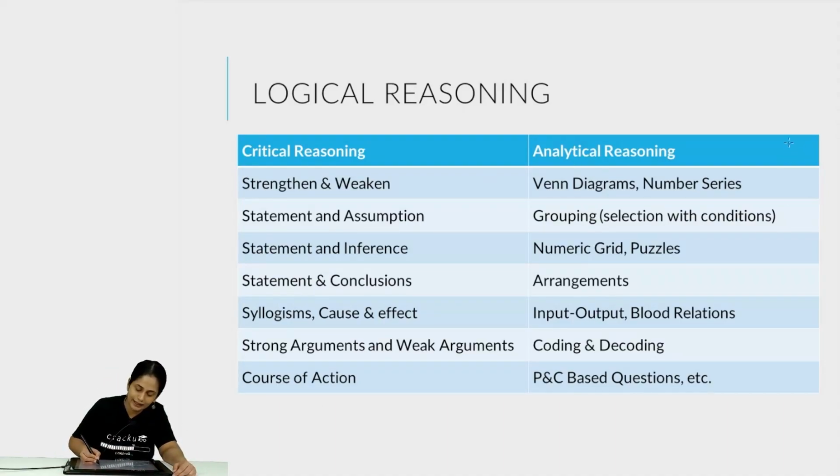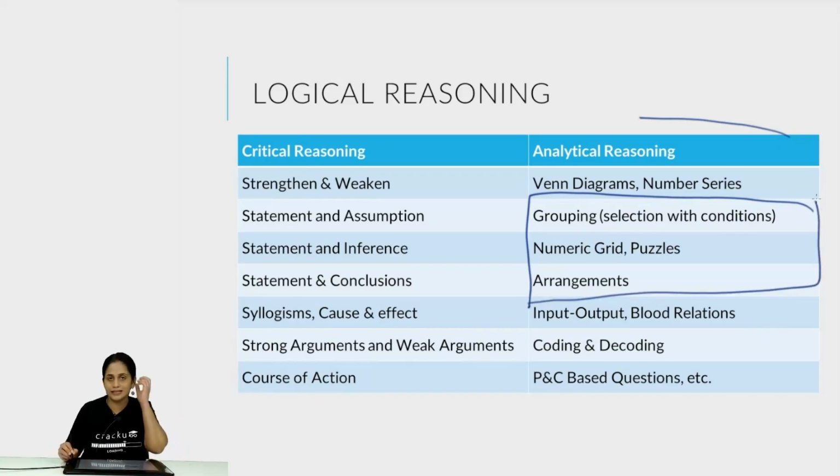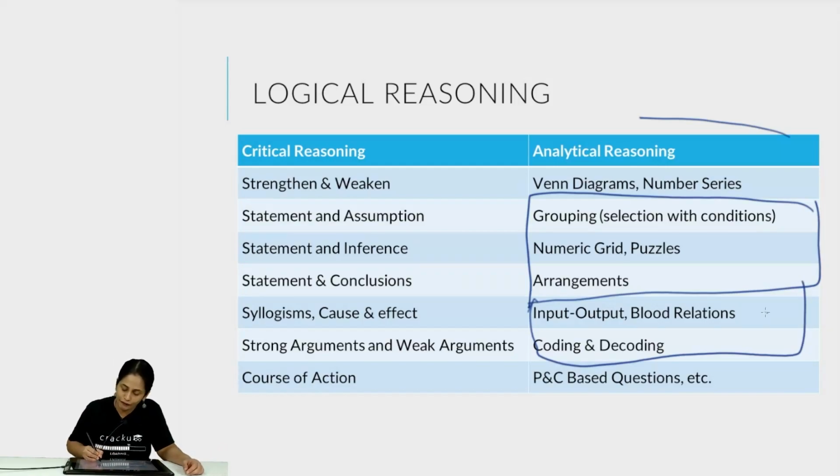From the analytical reasonings, you will be comfortable with grouping, that is selection with conditions, numerical grid, puzzles, arrangements. These are the things that you normally see in CAT or XAT. In addition to that, there are some things that you see in some banking exams, like input-output, blood relations, coding-decoding. That is there in XAT also, and in many banking exams. These are essentially very easy logical reasoning puzzles. So if you struggle with reasoning, you will find even the arrangements easier. This is actually very easy.